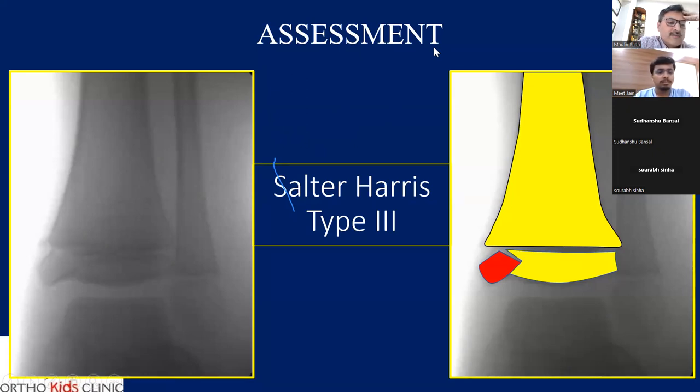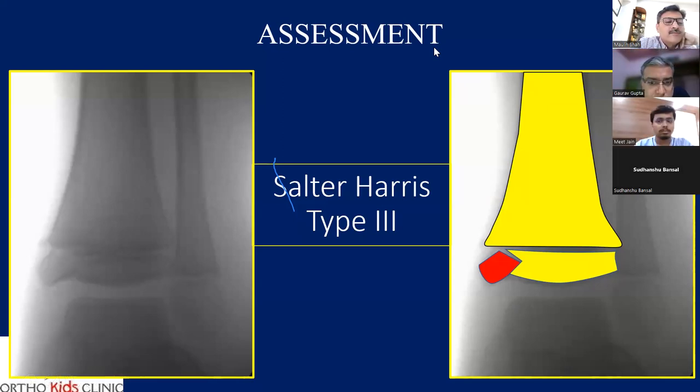Gaurav, how would you treat it? Sir, I would like to close reduce it and fix it percutaneously. Okay. How would you see that your reduction is okay? Sir, I would either see on the C-arm if I am able to make out, otherwise I can try to do an arthrogram. Yeah, that's right. Arthrogram is a good agent.